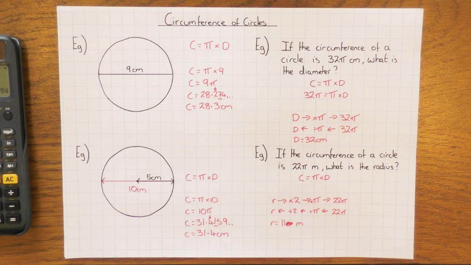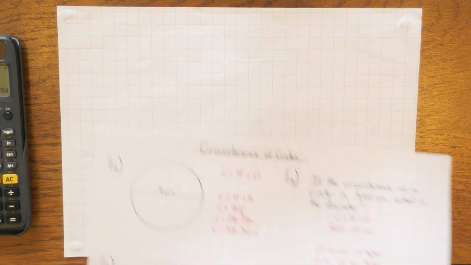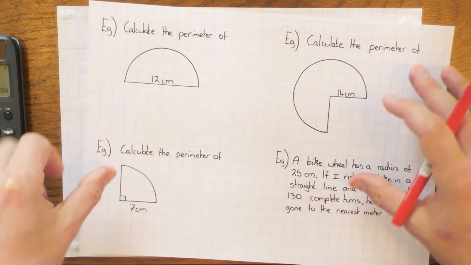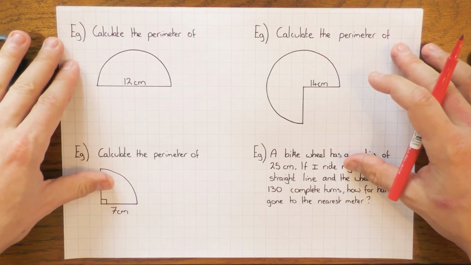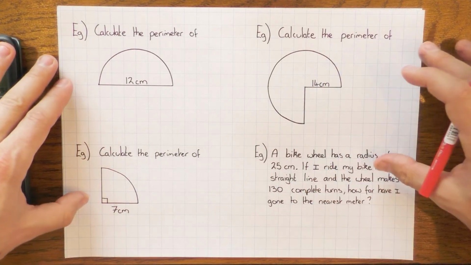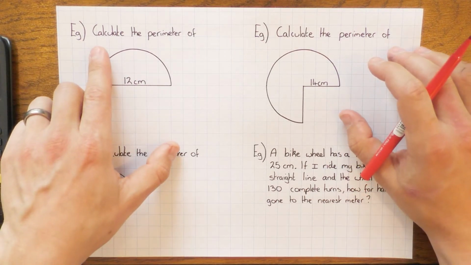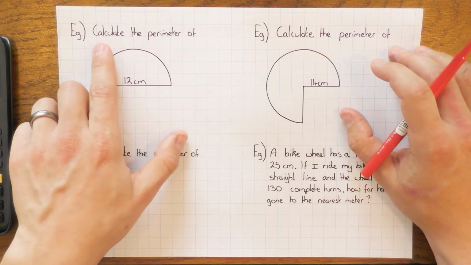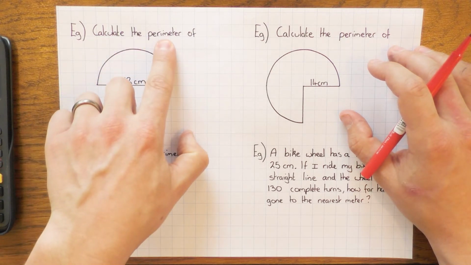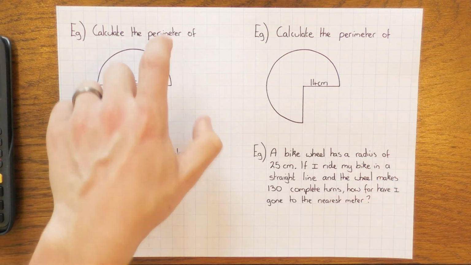Okay, so there's some of the more basic questions. Let's step it up a gear. So here we have some semicircles and a quarter of a circle and 3/4 of a circle. And notice the question's changed. It doesn't ask us for the circumference anymore, it asks us for the perimeter. And I'll explain why in a minute.